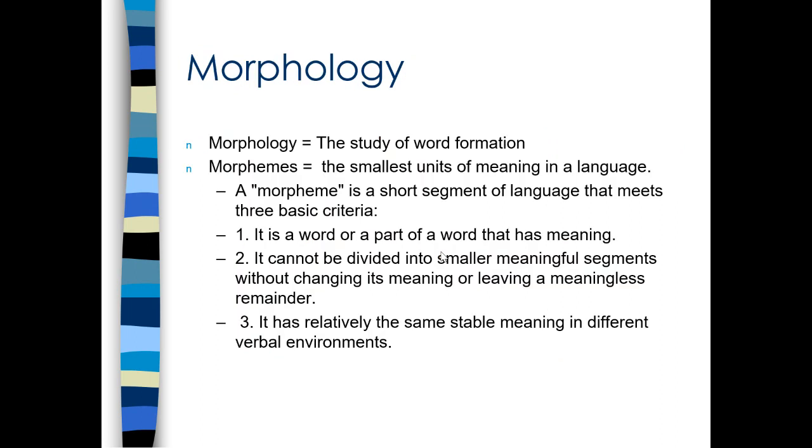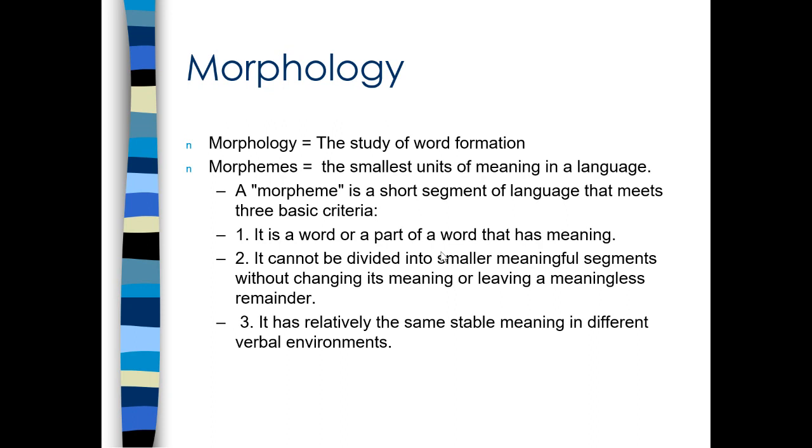Two ways we're going to talk about analyzing a word. One is morphology. You know that the O-L-O-G or the L-O-G-Y in a word means the study of. So if you look at morphology, you know we're talking about the study of something. And in this case, morphology is the study of word formation, or how we make words.